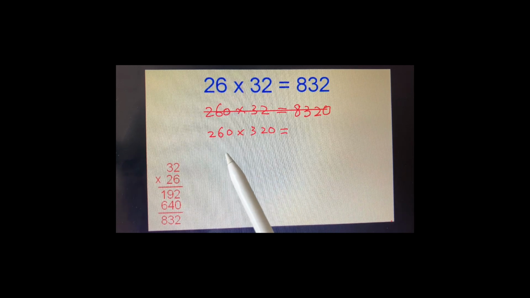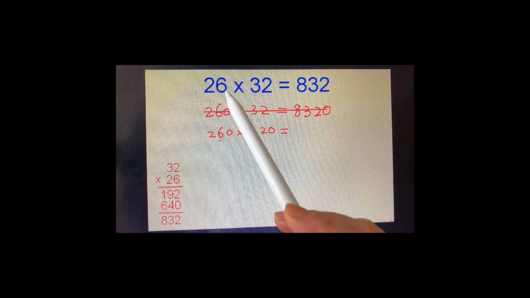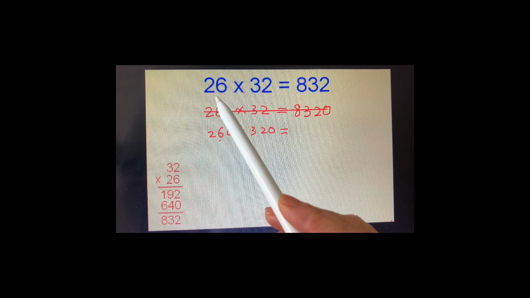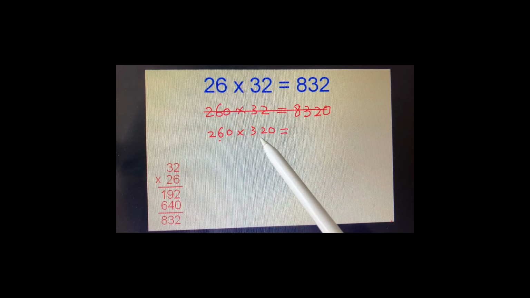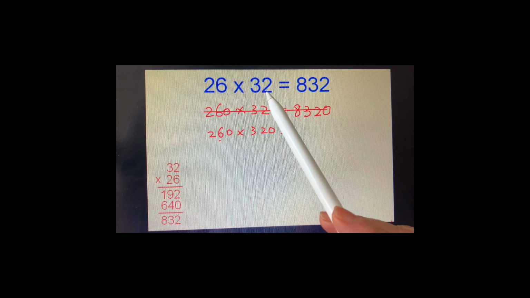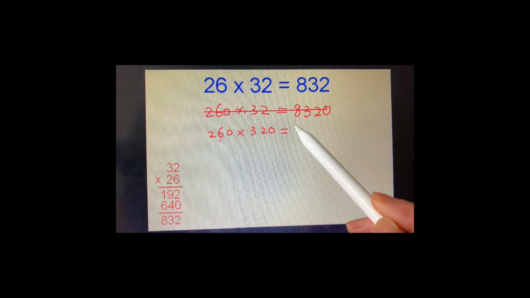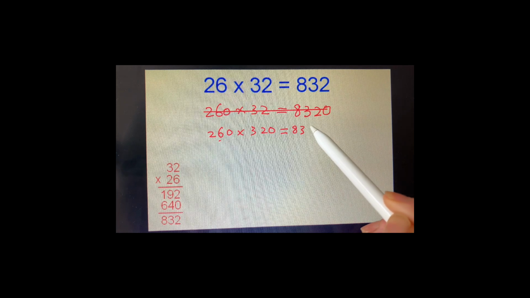I can use the same method doing this question. This number is 10 times bigger than this number. This number is 10 times bigger than this number. So the answer must be 100 times this answer. That will be 83,200.